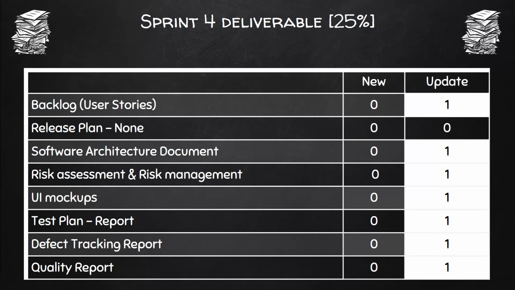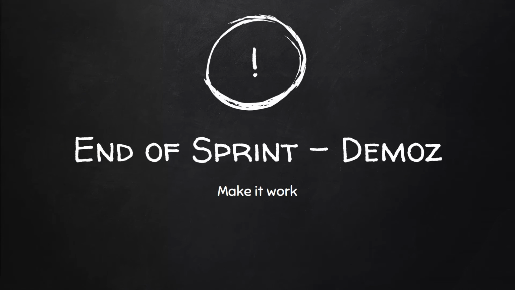Last sprint is your sprint 4, and basically you're just updating everything, making sure everything is up to date before you submit. That's your last submission, and this is where you hand off. And now you're waiting for your demos.